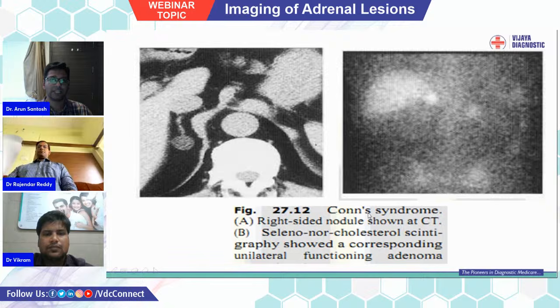Then here it was a case of Conn syndrome, and we can see a very small right-sided adrenal nodule. However, the nuclear medicine scintigraphy scan showed a significant uptake corresponding to a functional small adenoma. Hence, this had to be excised.